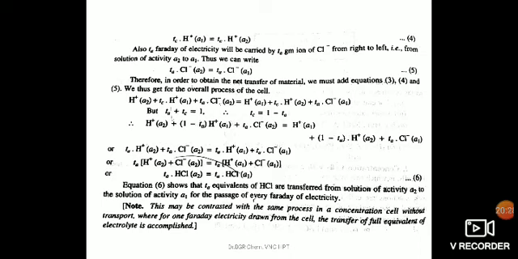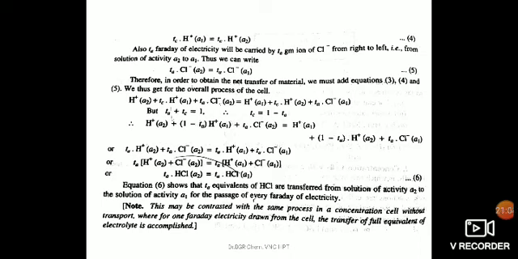Also, Ta Faraday of electricity will be carried by Ta gram ion of Cl minus from right to left, that is from solution of activity A2 to A1. Thus, we can write Ta into Cl minus A2 giving rise to Ta into Cl minus A1. Call that equation 5. Therefore, in order to obtain the net transfer of material, we must add equations 3, 4 and 5. We thus get the overall process of the cell. Equation 3 is for oxidation and reduction, and equations 4 and 5 are for the transport numbers of cation and anion.